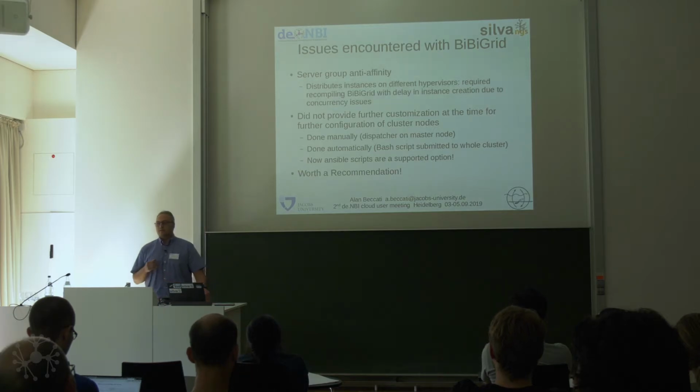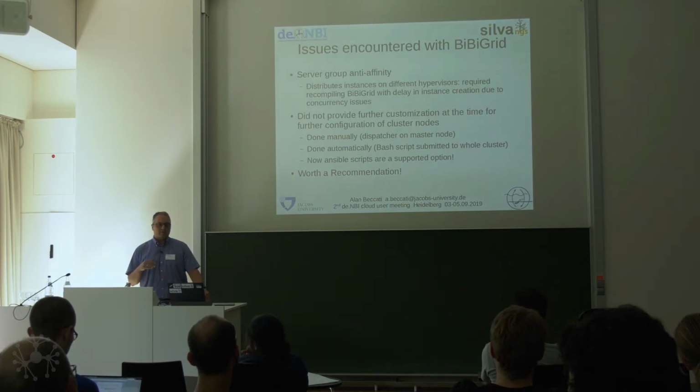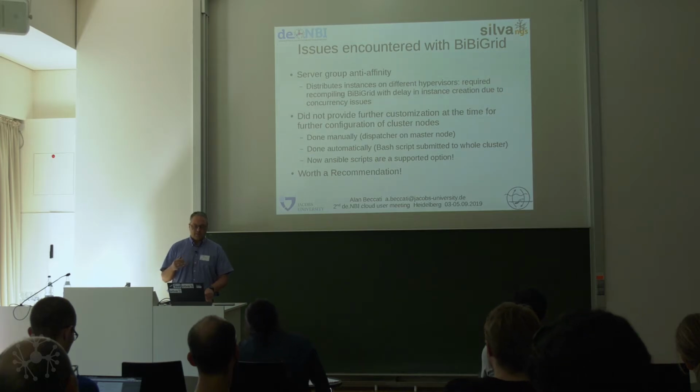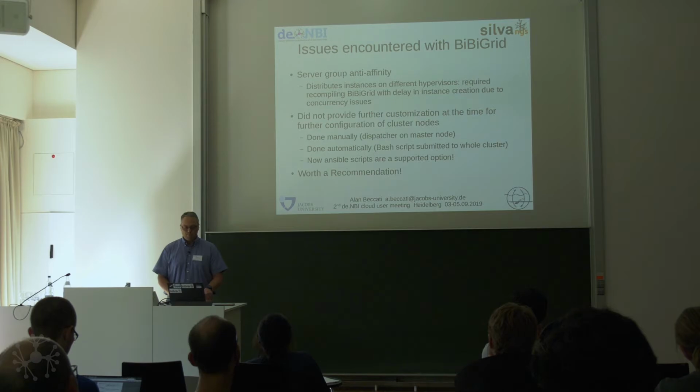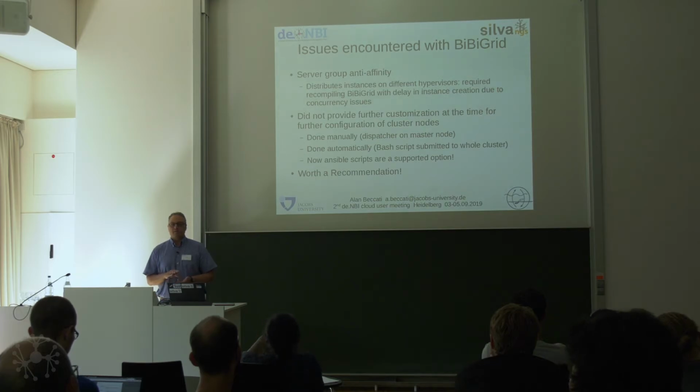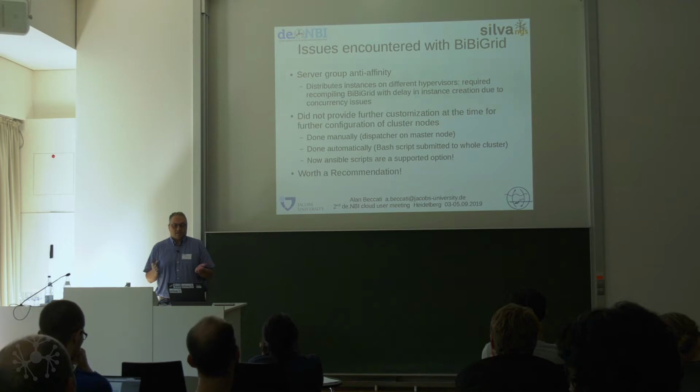So what was the good news? The good news is that bbgrid is an open source tool, so we had access to the source code. We fixed that by introducing a delay into the creation of the instances and reran the configuration with that modification, which basically solved the problem. Another issue with bbgrid was that at the time we were using it, it didn't provide any further customization, so you could only get a standardized cluster.